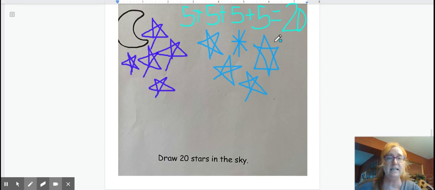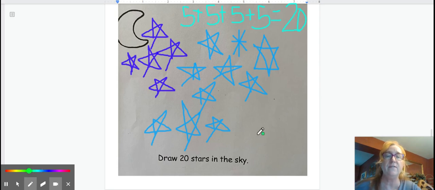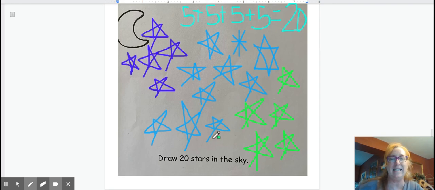So now I have 5, 10, and then we can draw some more. 11, 12, whoopsie, 13, 14, 15. Let's count up our stars so far. 1, 2, 3, 4, 5, 6, 7, 8, 9, 10, 11, 12, 13, 14, 15. So how many stars do I need to have now, friends? I need 5 more stars. 1, 2, 3, 4, 5. So that was fun today. The last day I thought, let's draw all 20 stars.